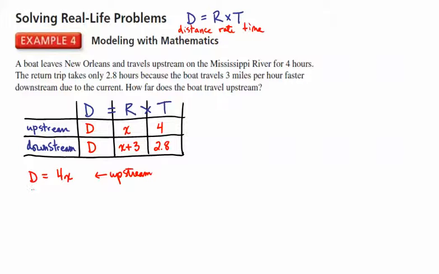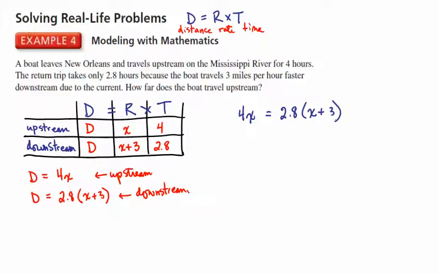equation. Then downstream we have distance equals, now you have to write this very carefully, 2.8, and then because the rate is x plus 3, we have to put that in parentheses. If we don't put the parentheses, we'll get that wrong. And that's our downstream equation. Now since both of these give us the same distance, we can set these two equations equal to each other because they're both distance and they are referring to the same thing. So I'll set up the equation 4x is equal to 2.8 times the quantity x plus 3.